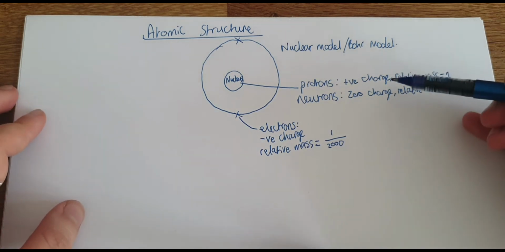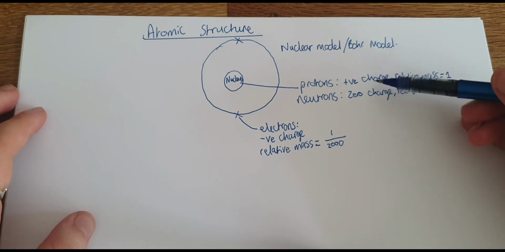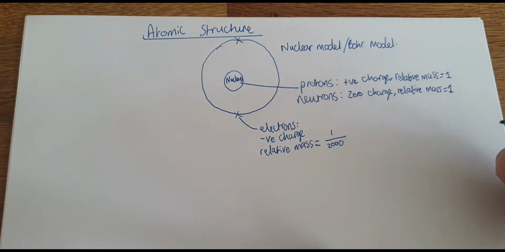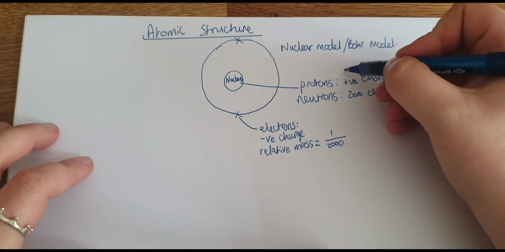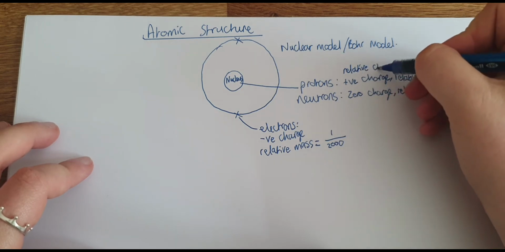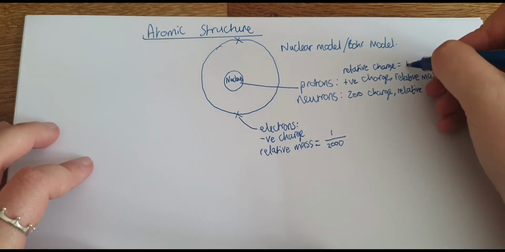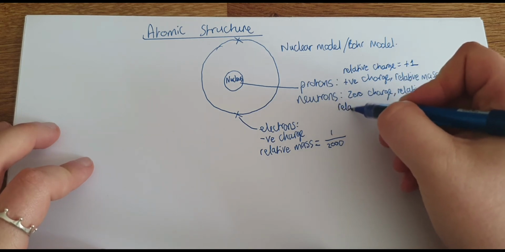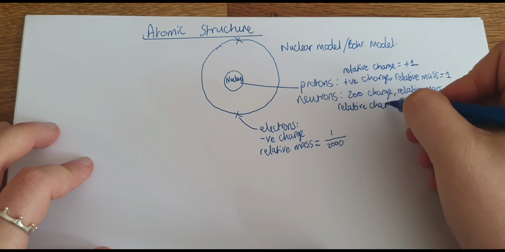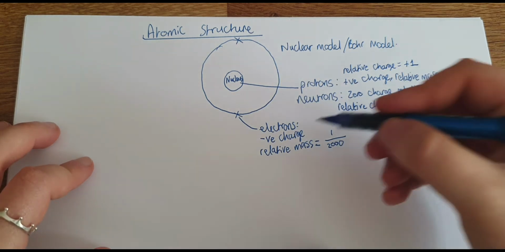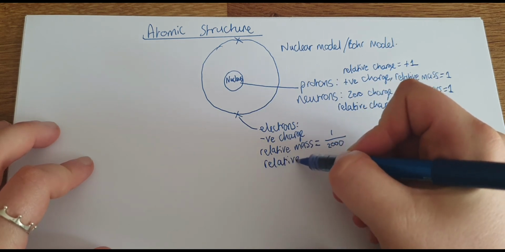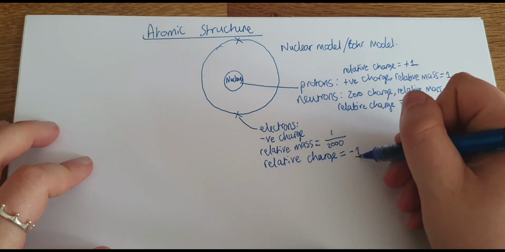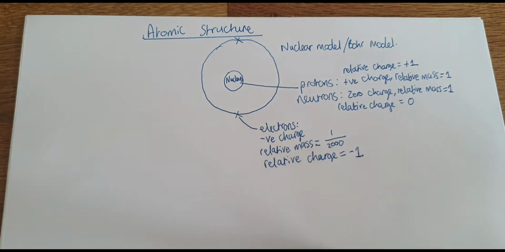And I've said positive charge, 0 charge, and negative charge. However, what we call the relative charge of all of them are, I'll put this one up here because I've run out of space. Relative charge for a proton is +1. Relative charge for a neutron, well, I've actually said it already, relative charge equals 0, and for an electron, relative charge is -1. Again, remembering the word relative means compared to something else.